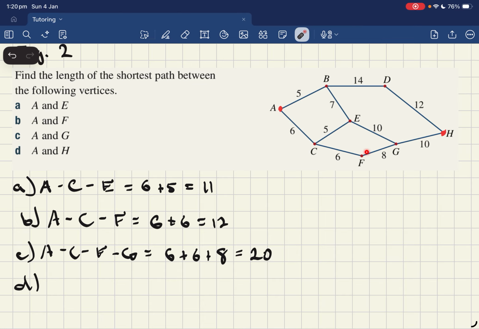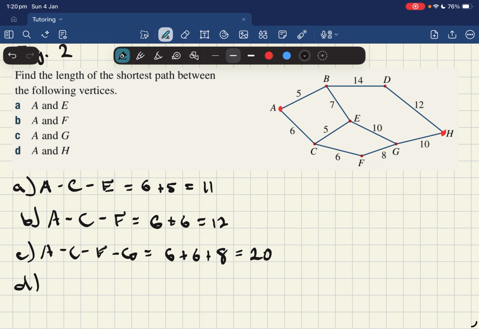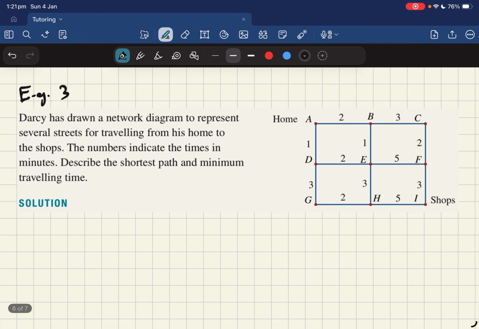So A, C, F, G, H, that's going to be my shortest path. So we go A, C, F, G, H. And to find that one, we're just adding all of them up. So 6 plus 8 plus 10 equals 30. So there's a little bit of trial and error, but it's pretty simple addition we're actually doing to get from one vertex to another. Just one more example.